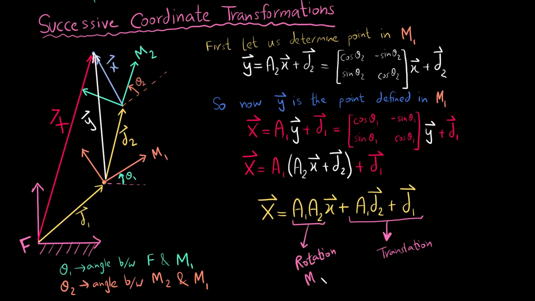So A1 A2 combined is the rotation matrix, and it is the matrix that makes the moving frame rotate about angle theta 1 and theta 2 combined. I know this might be a little overwhelming, so try pausing the video and just making sure that you really understand this before moving on. Now let's focus on the A1 A2 term, which is the rotation matrix.